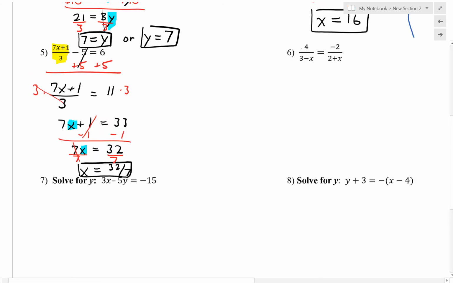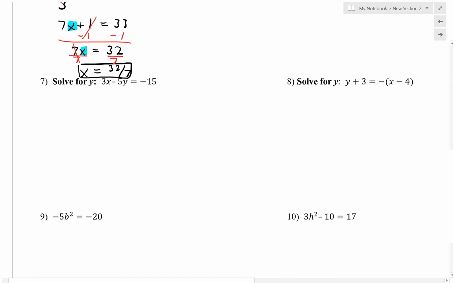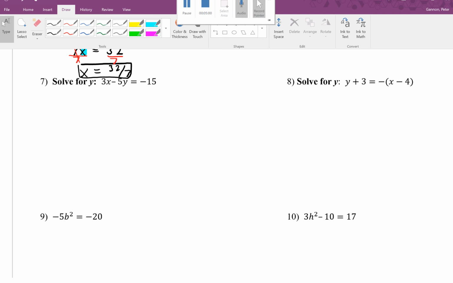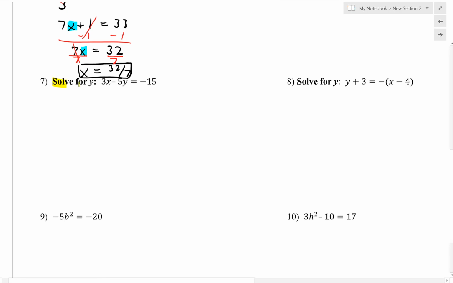All right, guys, for now, we are going to skip number 6, and then let's take a look at 7 and 8. So 7 and 8 have directions that read a little different. They say solve for y. Basically, what that means is we need to get y by itself. So we need to isolate the y.